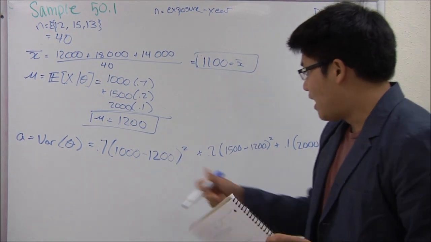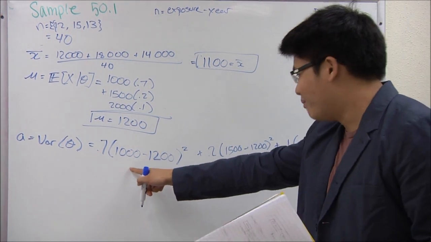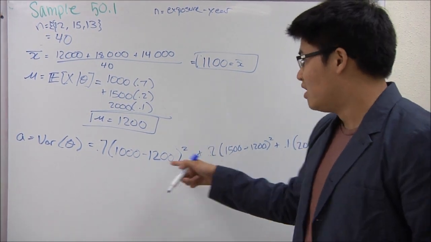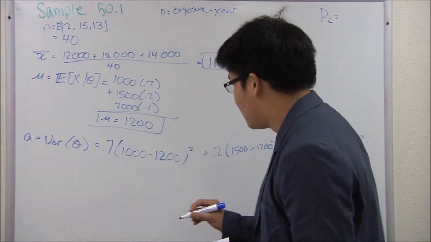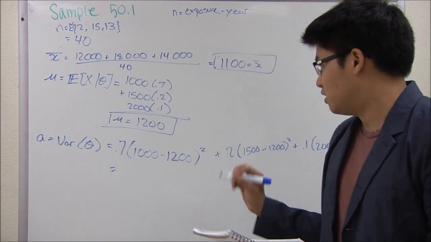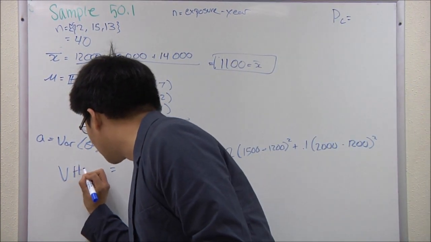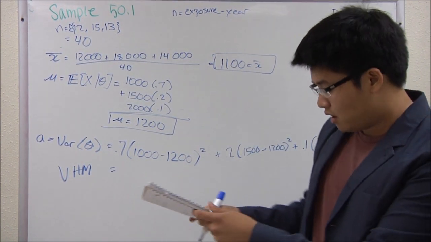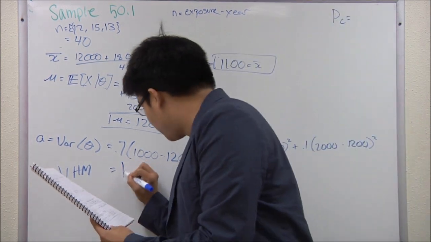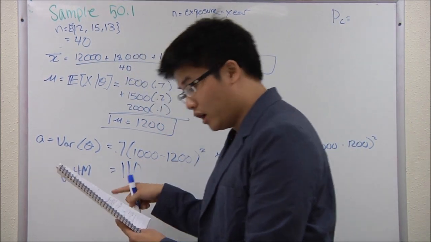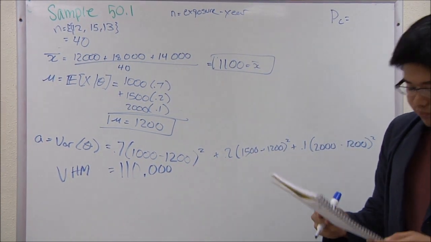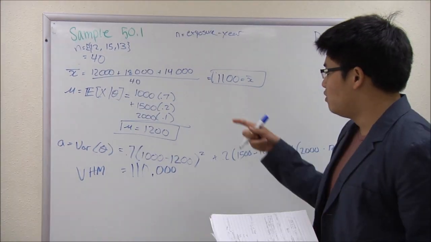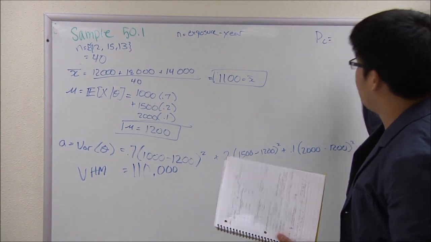You have your x of i minus your x bar, squared, multiplied by the weight of that specific x of i. And your A, which is your VHM, variance of hypothetical means, will be equal to 110,000. There we go. So we have all these numbers. We have mu, we have variance of hypothetical means. Oh yeah, one more thing we need.